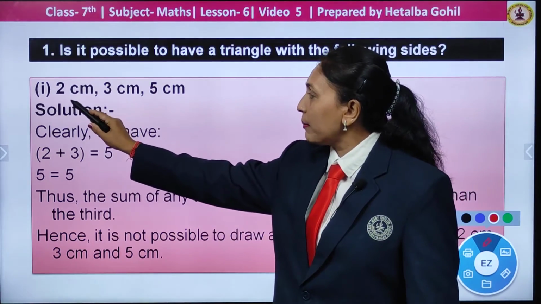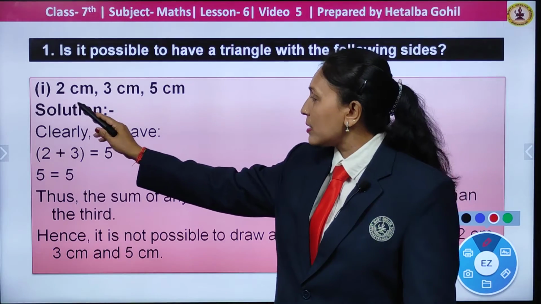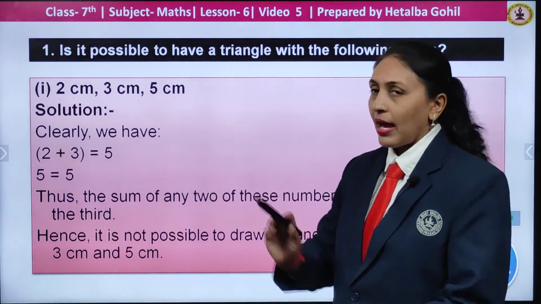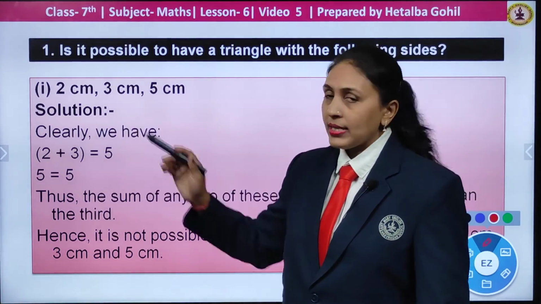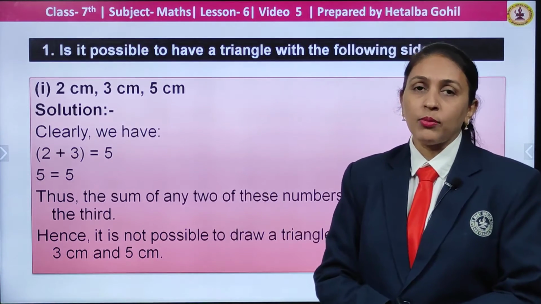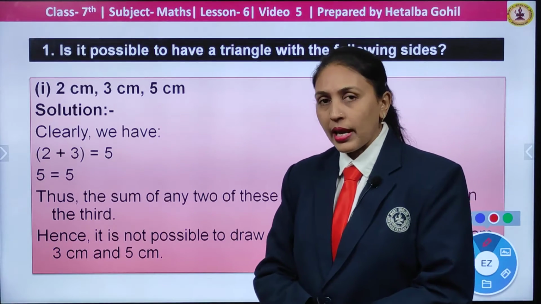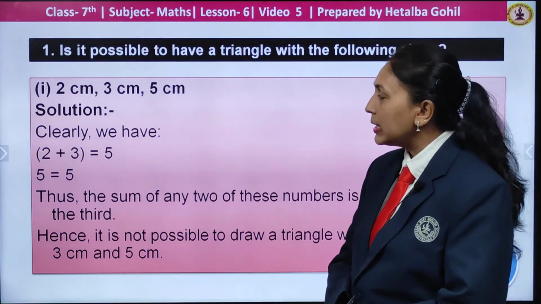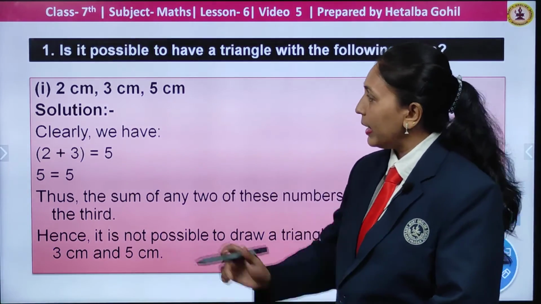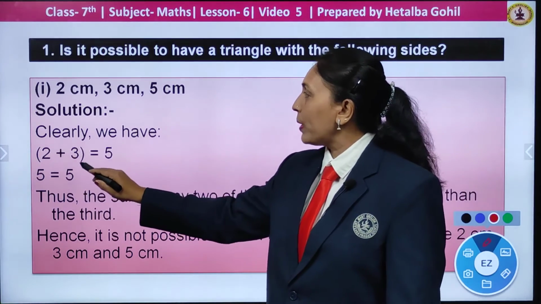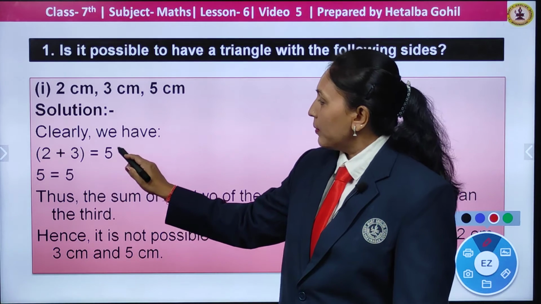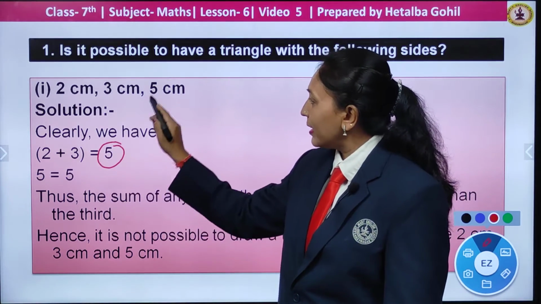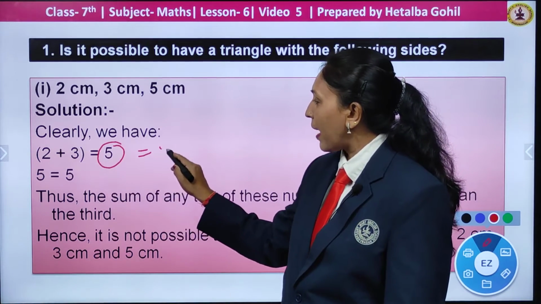The 3 given measures of a triangle are 2 centimeter, 3 centimeter and 5 centimeter. Now children, according to the property that the sum of the lengths of 2 sides is always greater than the 3rd side, using that property, first let me take 2 plus 3, that will be equal to 5. So when I get 5 here, the 3rd side is also 5.